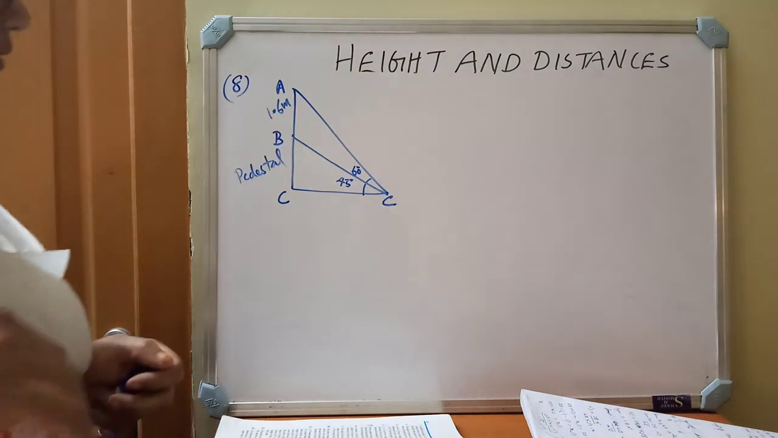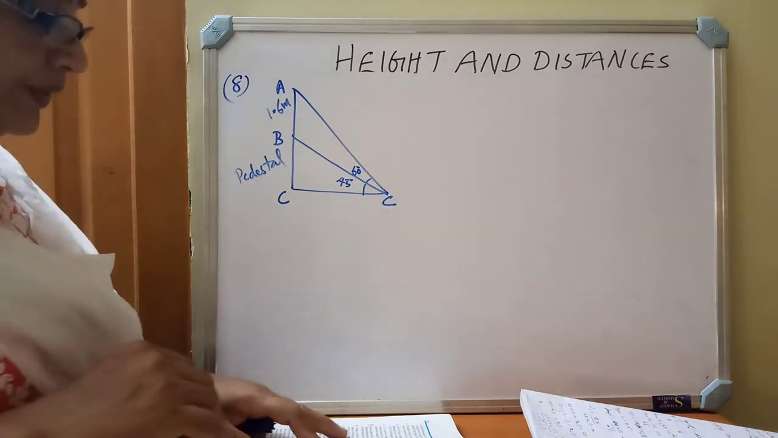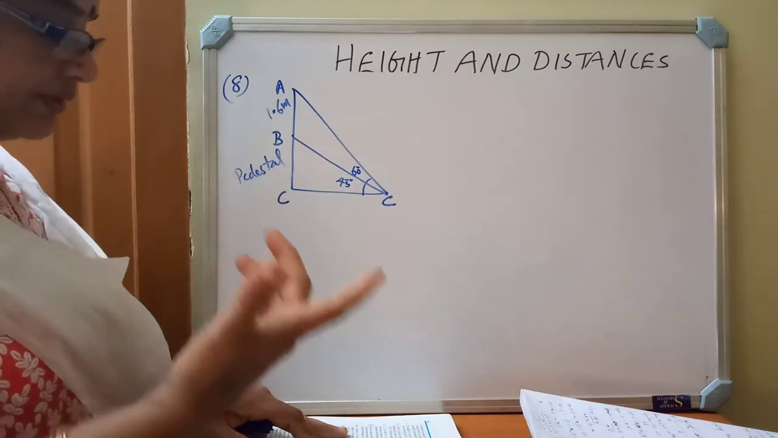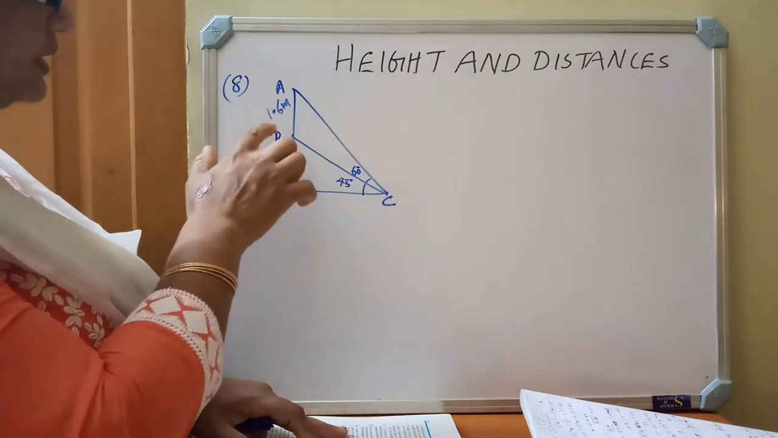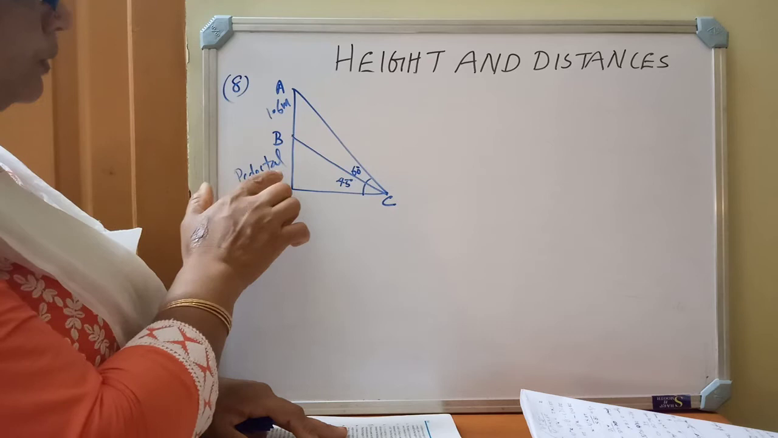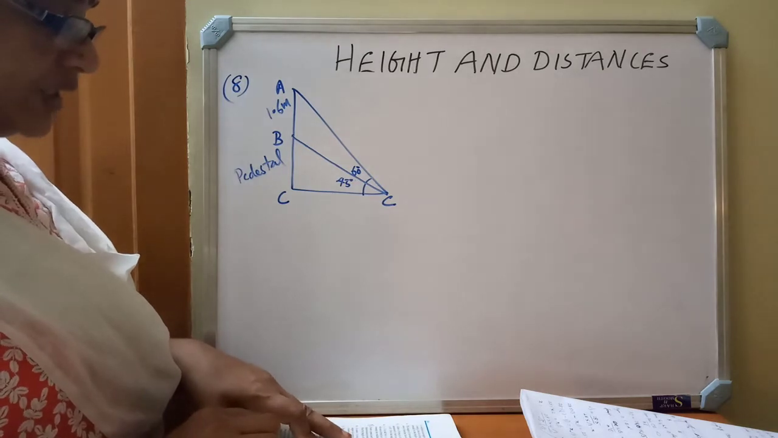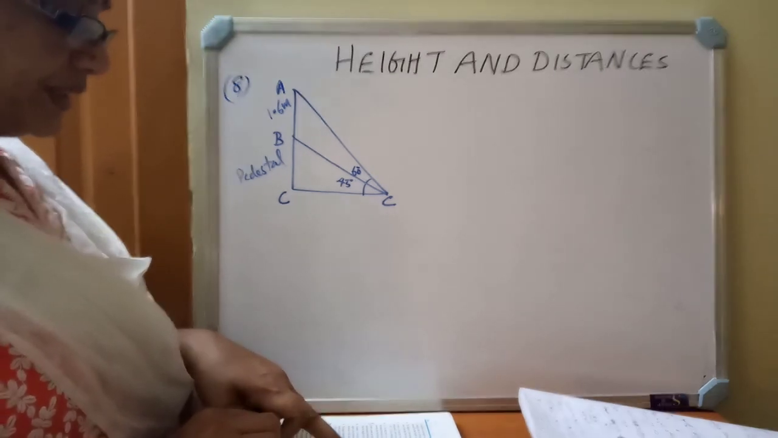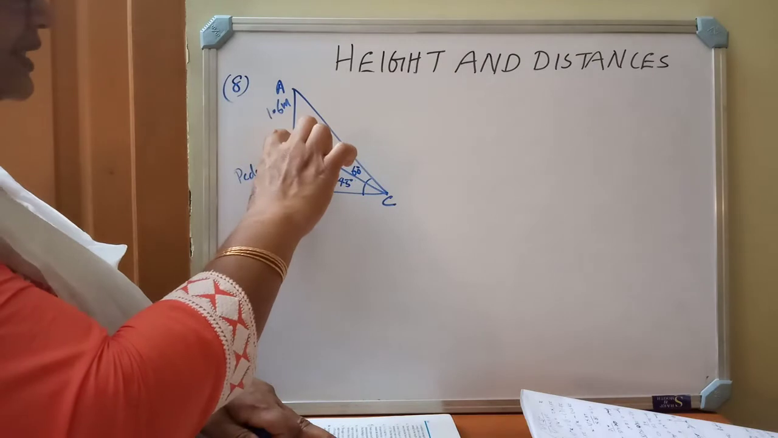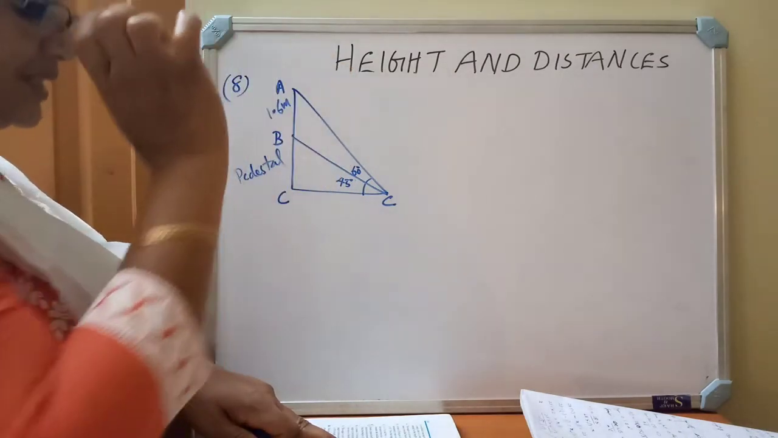Look at the 8th question, children. The same pattern as the 7th question. Here one difference is there. Above the pedestal, one statue is there. A statue 1.6 meter tall stands on the top of a pedestal. Here BC is the pedestal, AB is the statue.